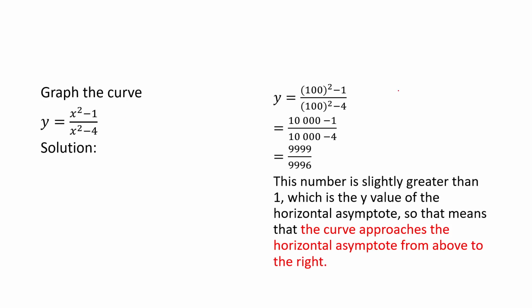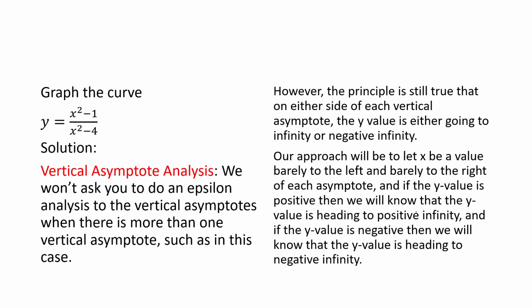And if we let x be 100, what we're doing is seeing the behavior to the far right. And when we plug that value in, we actually get the same number coincidentally. It doesn't always work that way. That number is slightly greater than 1, which means to the far right, the curve approaches the horizontal asymptote from above. Okay, so now let's do a vertical asymptote analysis.